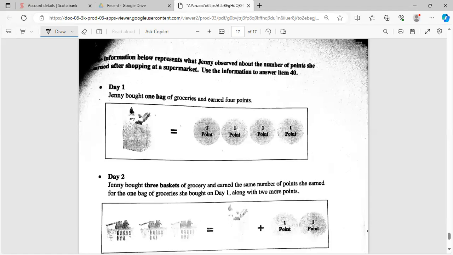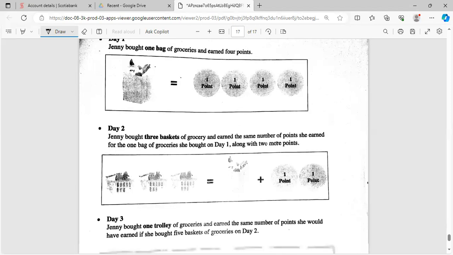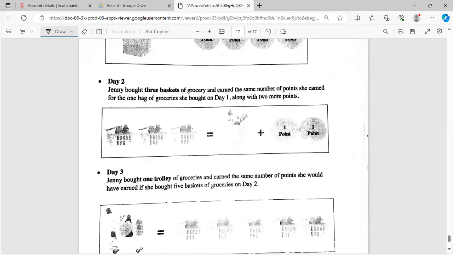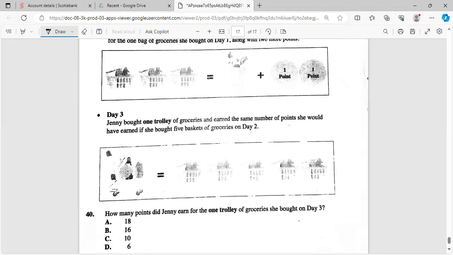Oh, this one is messed up, guys. I'm not able to see this one. Oh my, I should have gone through the paper when I realized. Alright, so guys, we are going to stop here. It says how many did January earn for one trolley doses? If somebody can send this question to me, I will do it separately, alright? It's not showing at all.